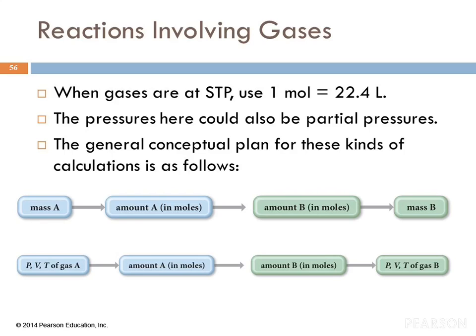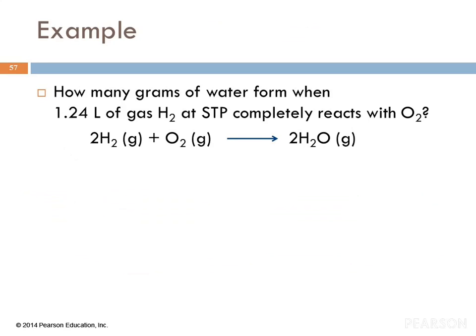And so here's a general conceptual plan. If you've got mass of A, you can go to amount of A in moles, to moles of B, to mass. This is the general idea of stoichiometry that we talked about: grams to moles to moles to grams. With gases, you're going to have pressure, volume, temperature of a gas. You can go to moles of that, then to moles of the other thing, and then pressure, volume, temperature of a second gas. So let's do an example.